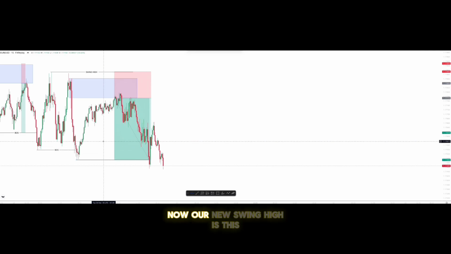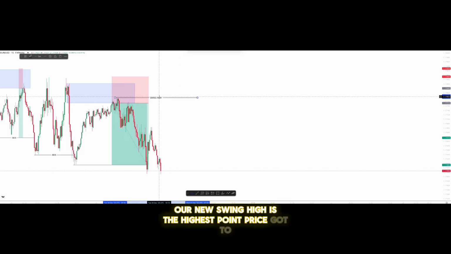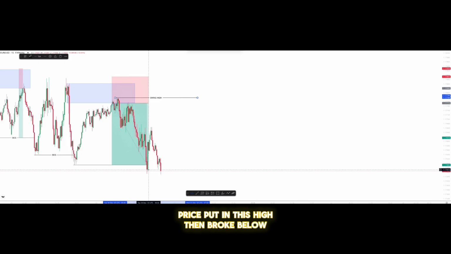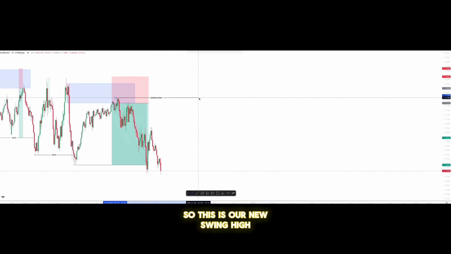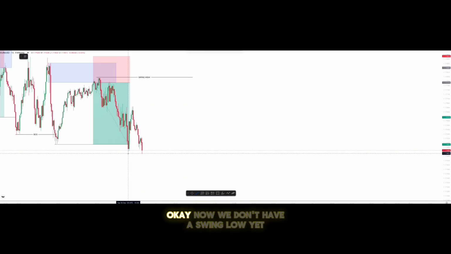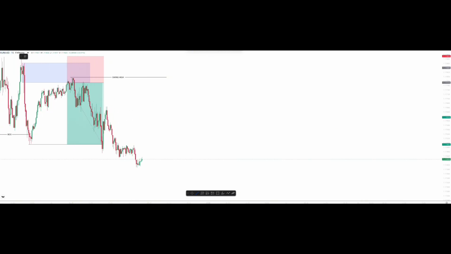Now our new swing high is this. This is our new swing high. It is the highest point price got to after breaking the structure. Price put in this high, then broke below. So this is our new swing high. What about our new swing low? Okay, now we don't have a swing low yet. Let's see where price starts retracing.